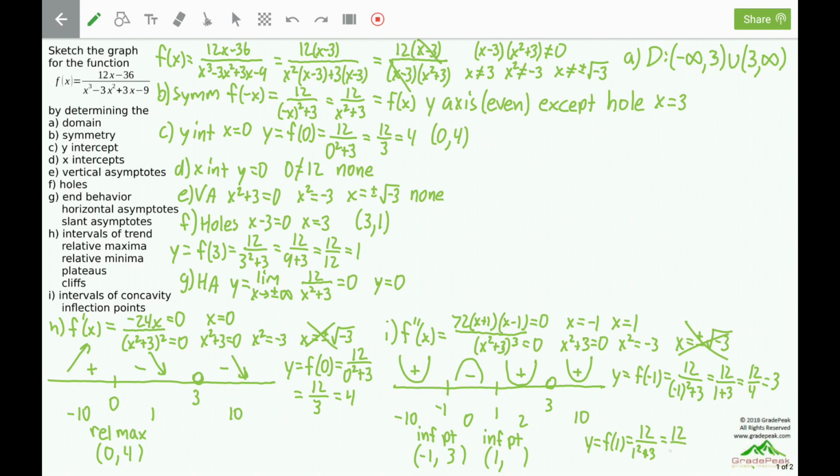One squared is 1 plus 3, and 1 plus 3 is a 4. 12 divided by a 4 is a 3. We have a corresponding y-coordinate of 3. We can now draw the graph.